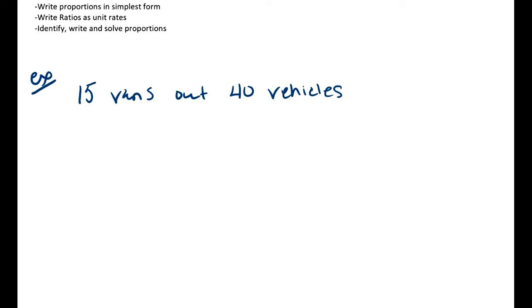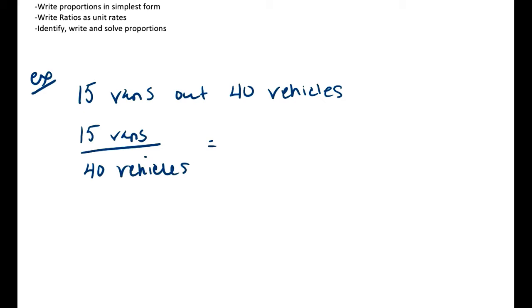So just right out of the gate, when they ask us to write proportions in simplest form, they're going to give us something like, there are 15 vans out of 40 vehicles. And we want to write that as a fraction, basically, in simplest form. So I'm going to write 15 vans on top because that's listed first in my sentence, over 40 vehicles.